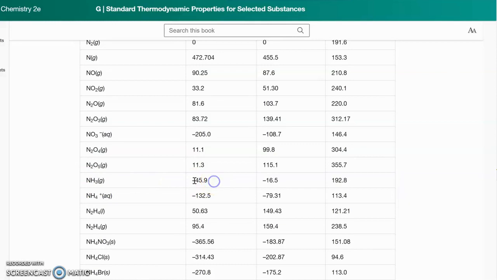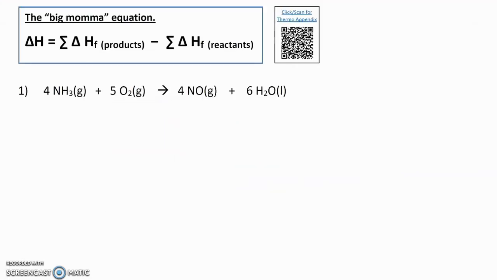It's right here. It is negative 45.9. So I'm going to go ahead and record that value. Negative 45.9, and what I'm doing here is recording the heat of formation values for every single substance.